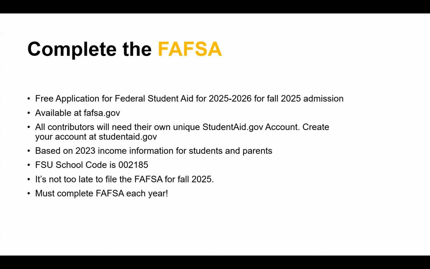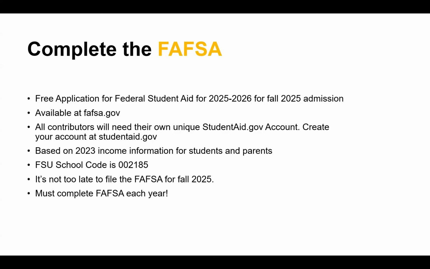And you'll want to choose the 2025-2026 FAFSA for fall 2025 admission. The website is fafsa.gov. All contributors will need their own unique studentaid.gov account. And you just simply create the account at studentaid.gov. So the contributor would be the student themselves. And you want to make sure you're using an email address that you're going to have for a long time, not the email address from your high school that's going to be deactivated once you graduate.